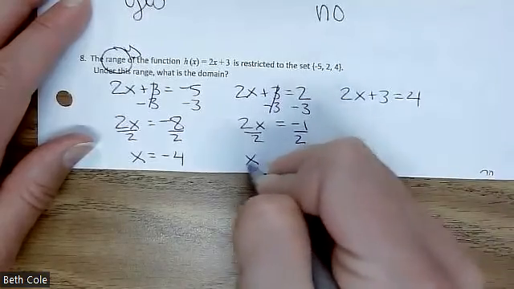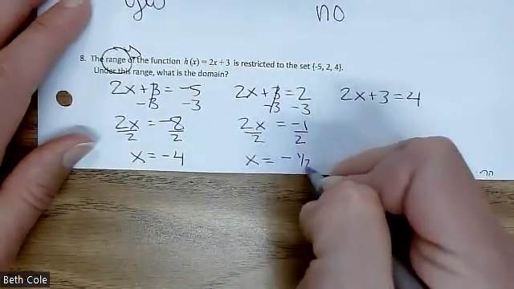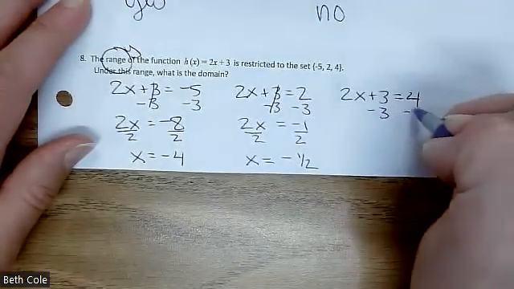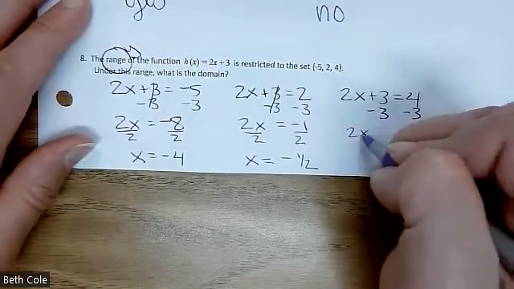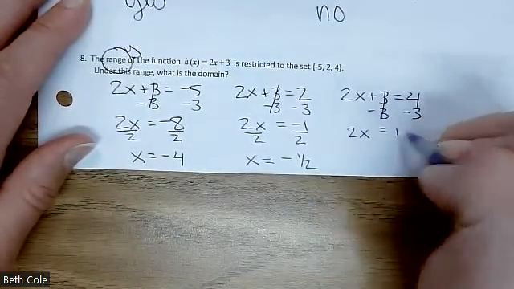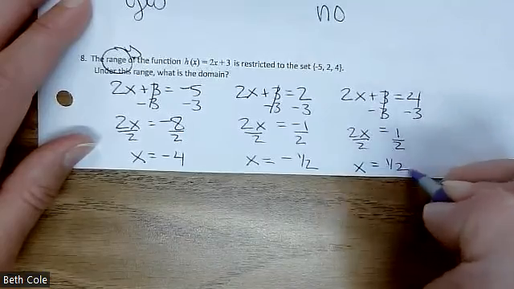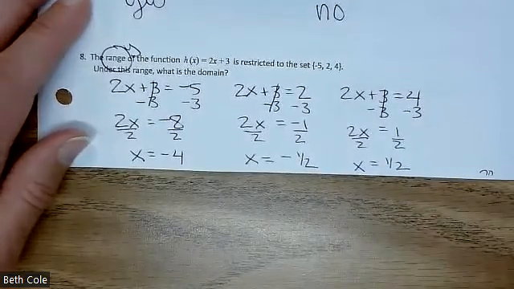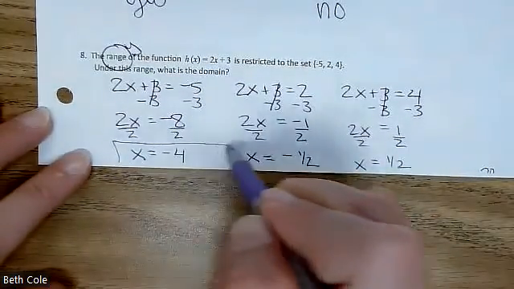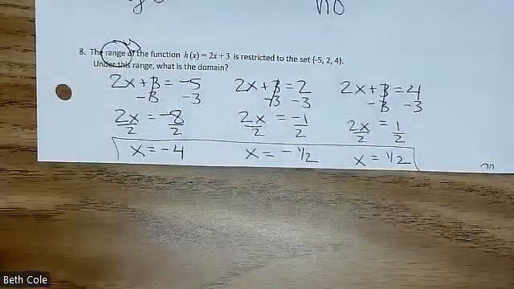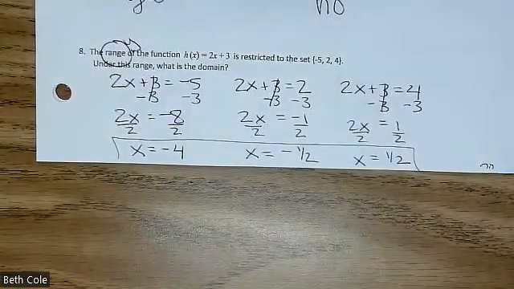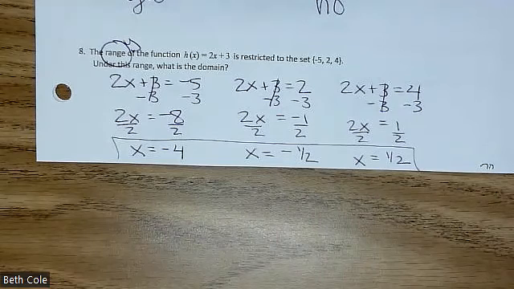This one came out to a fraction. That's fine. You can write it as a fraction or a decimal. Actually, this one's going to be a fraction too. Did you guys get fractions? So it's the exact same steps for all of them. You subtract 3, divide by 2.